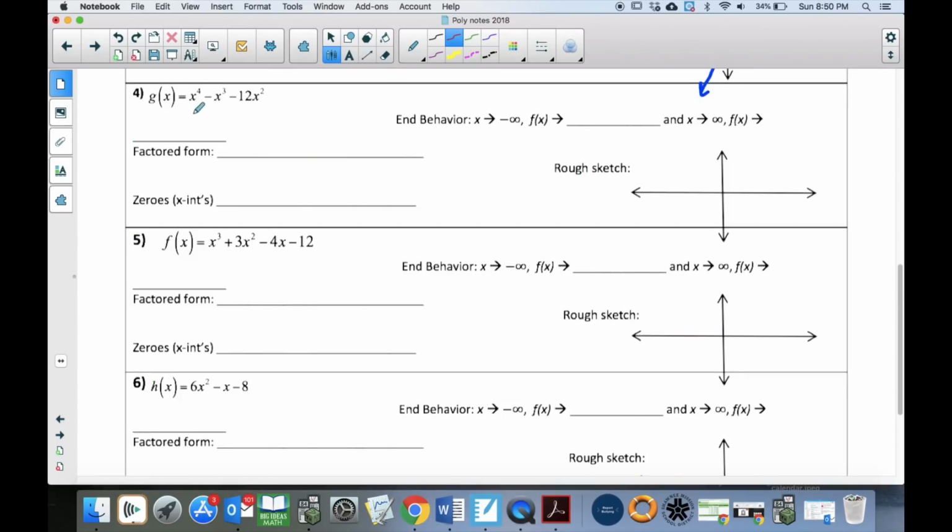Number 4, I'm looking at number 4 and I'm seeing a quartic. So this is a 4th degree, it is positive, it's going to look something like this. The end behaviors are both going to be positive. We need to factor it and figure out what those zeros are so that we can make a graph. So again, why don't you pause the video here, see what you can do for factoring so we can graph it.